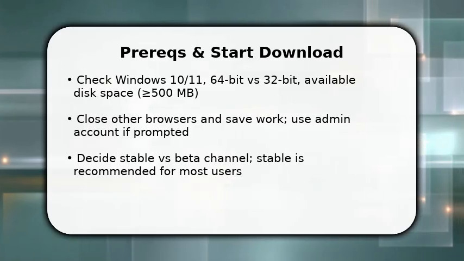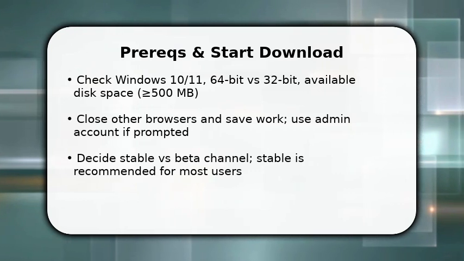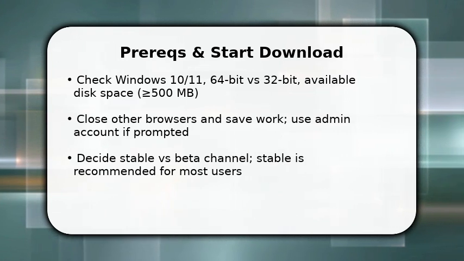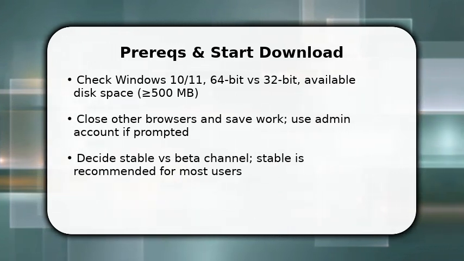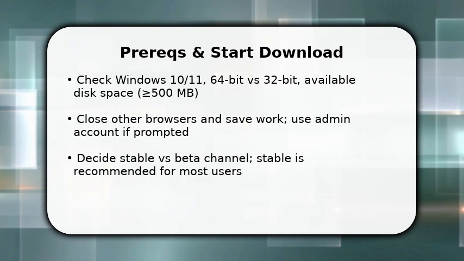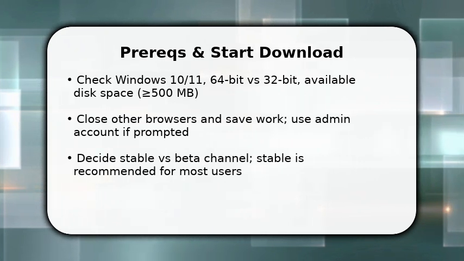You will start by confirming prerequisites and initiating the download. Make sure Windows 10 or 11 is active, check whether you need 64-bit or 32-bit installer, and free at least 500 MB. Once done, sign into an administrator account if prompted. That avoids permission prompts during install.